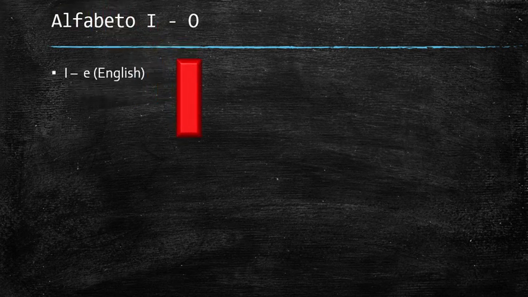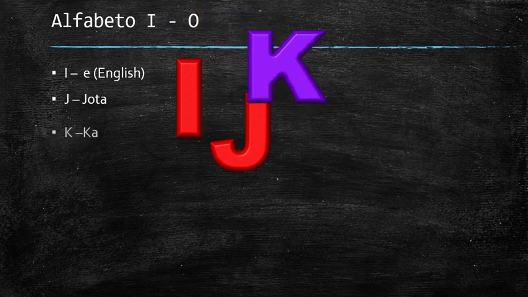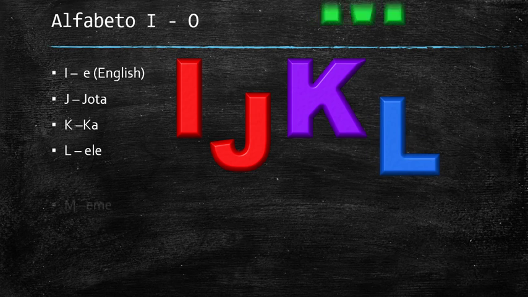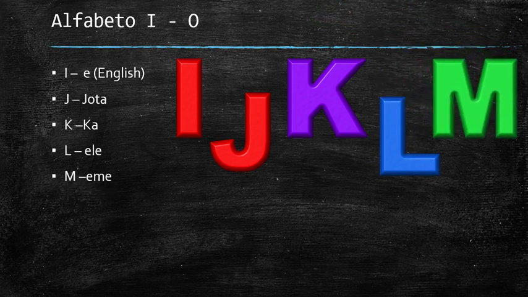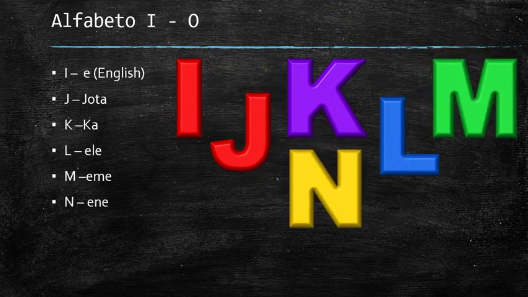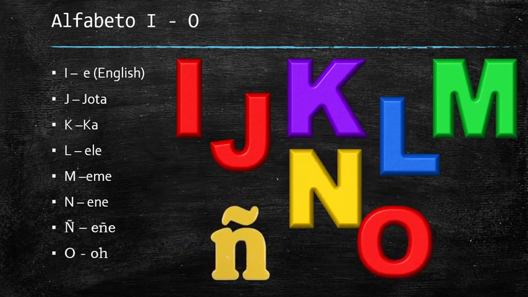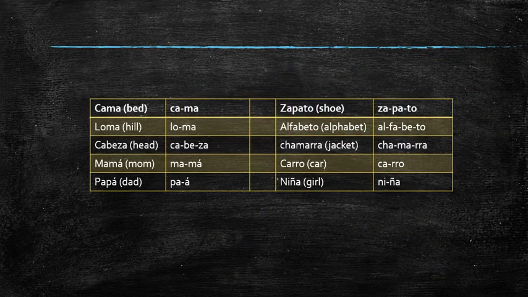Okay, I, J, K, L, M, N, Ñ, O. Okay, so as you can see, that's how you pronounce the alphabet.